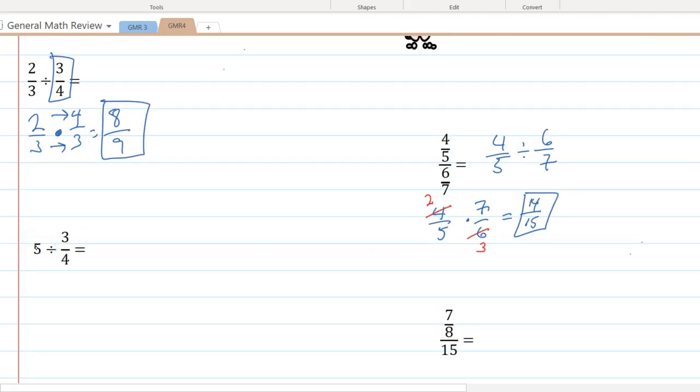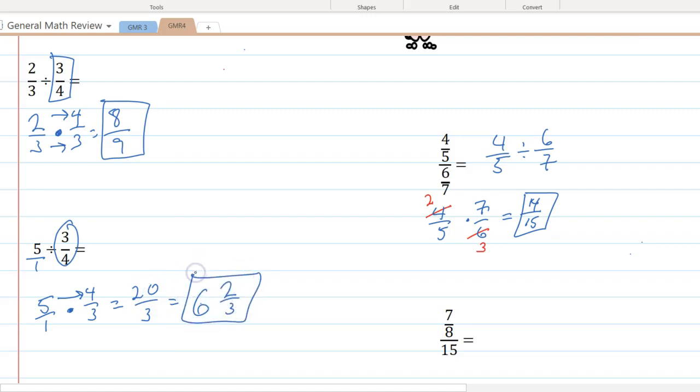What if they give you a whole number? 5 divided by 3/4. Remember, 5 is a fraction. It's over the invisible 1, so nothing changes. I have 5 over 1 times, and we're going to invert the 3/4. 4 over 3. There's nothing to cross cancel, so I multiply. 5 times 4 is 20 over 3 times 1 is 3. How many times does 3 go into 20? Well, it goes in 6 times. That gives you 18. And that means you have 2 out of the 3 left over.